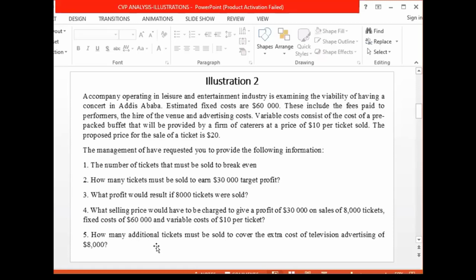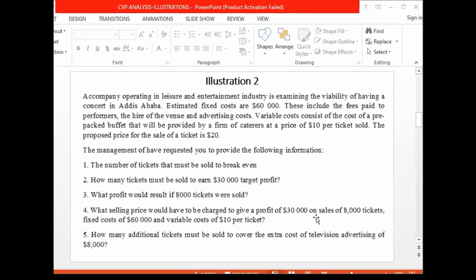How many additional tickets must be sold to cover the extra cost of television advertising of 8,000? So we are going to incur additional fixed cost of 8,000, because we are told advertising cost is one of the fixed costs from the story given here. We are told 60,000 includes the fees paid to performers, the hire of the venue, and advertising costs. So this is additional fixed cost.